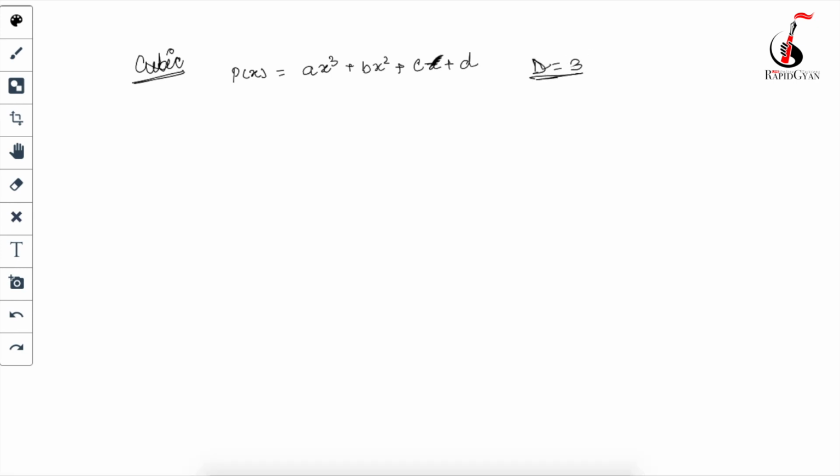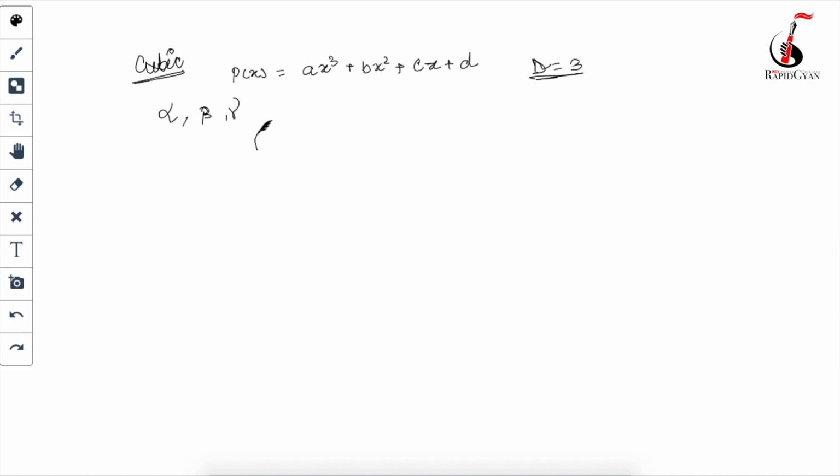It means this will have 3 roots. By roots I mean this will have 3 zeros. The zeros are also called roots. So if anywhere in the video I use this term roots, it means the zeros of the polynomial. So this will have 3 zeros of the polynomial. In this case I will assume that the 3 zeros of the polynomial are alpha, beta and gamma. So what's the relationship between these?